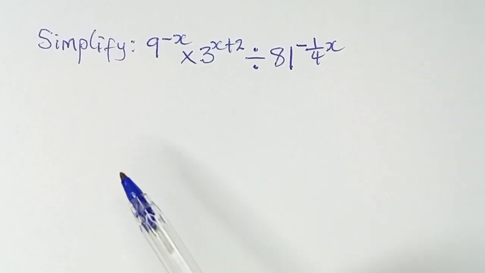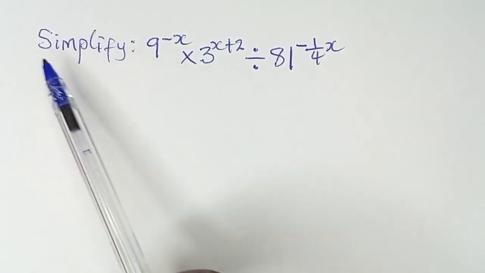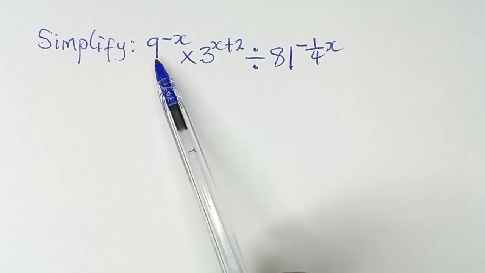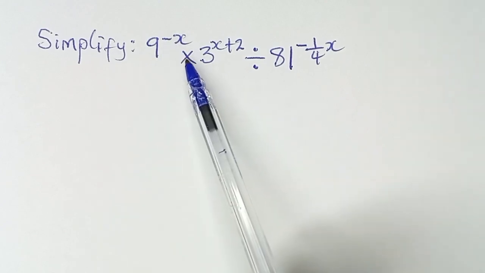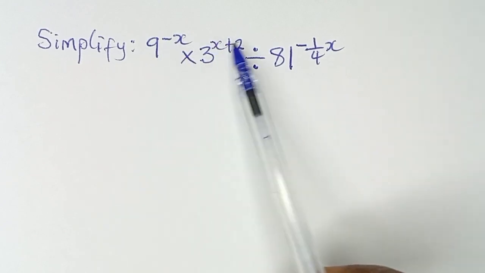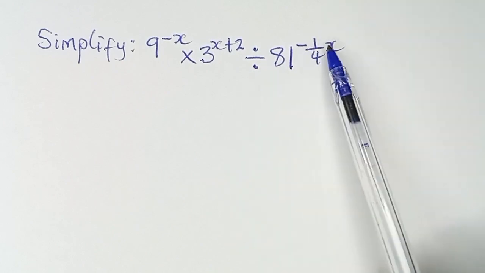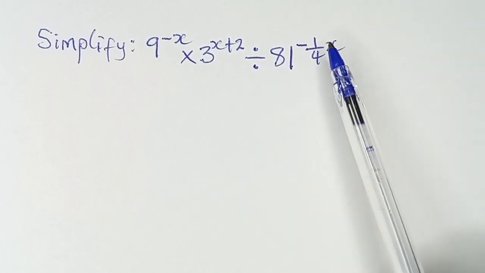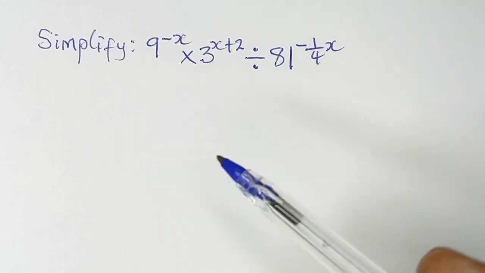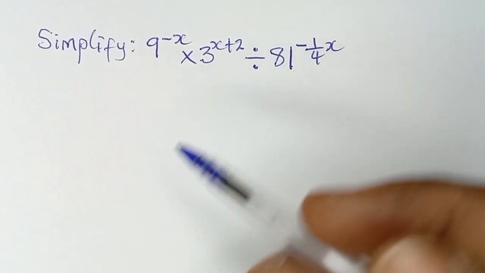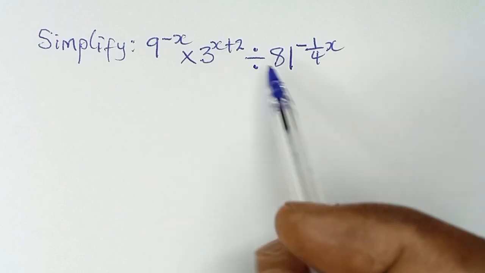Hello, you are welcome. The question here says simplify 9 raised to the power negative x, multiplied by 3 raised to the power x plus 2, divided by 81 raised to the power negative 1 over 4x. Now, for us to solve this, let's apply some basic laws of indices.